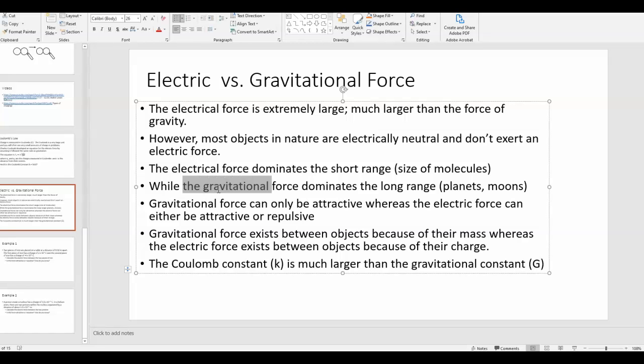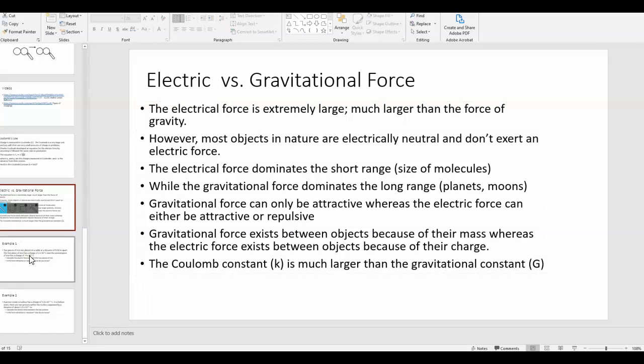The force of gravity affects objects like the stars and the planets and the moons and the tides and bigger stuff like that. The gravitational force can only be attractive, whereas the electrical force can be either attractive or repulsive. Okay, remember, opposites attract, like charges repel. So positive and positive repel, negative and negative repel. Gravity has to do with mass. The electrical force has to do with charge. And obviously, the constants are different. The Coulomb constant is much bigger than the gravitational constant.